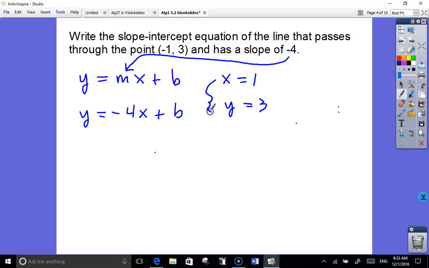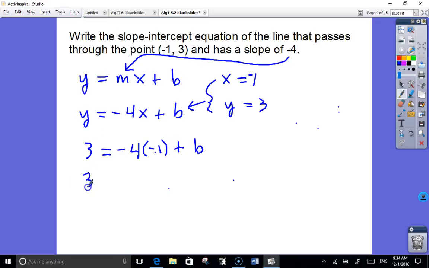So let's put that information in. Y is 3. X is -1. See how I just substituted with that point, (-1, 3). I put the -1 in the place of x. I put the 3 in the place of y. So now it says 3 equals -1 times -4 plus b. There's an equation that only has one variable, so we should be able to solve for it, right?